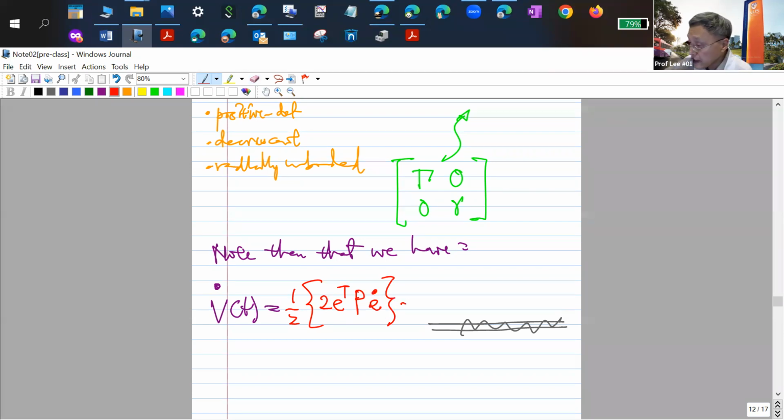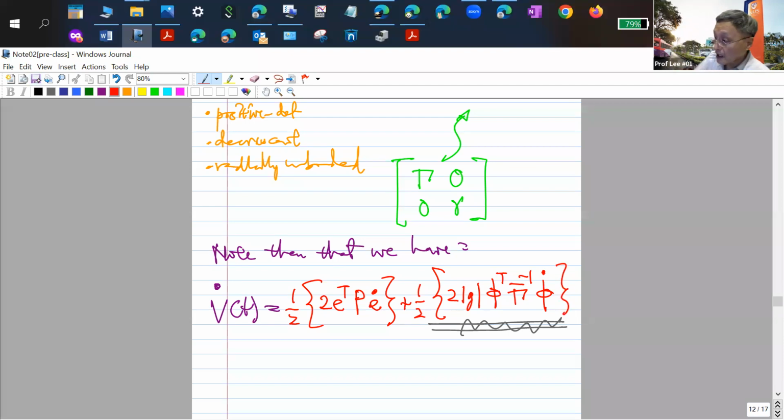All right, then similarly, that second part is also there, 1/2. That one will be 2 times also magnitude of G, and it will be P transpose gamma bar inverse, and then you will get that P dot in there after differentiating with respect to time.